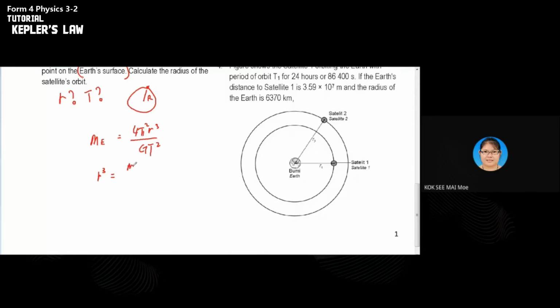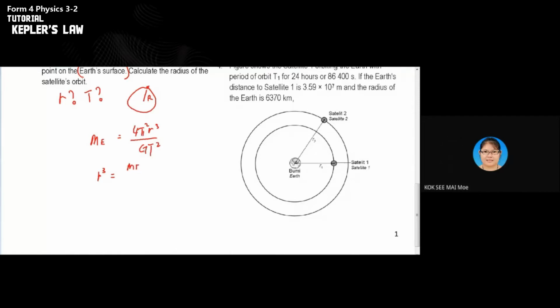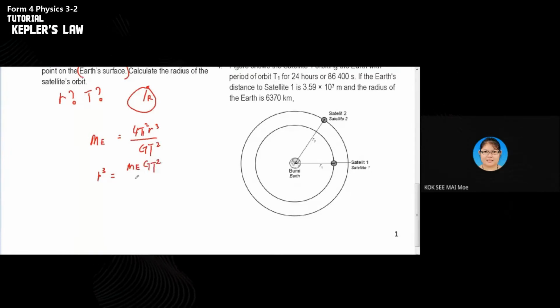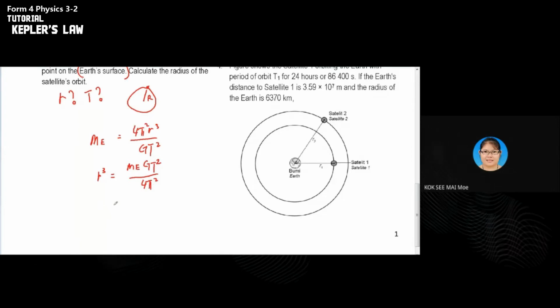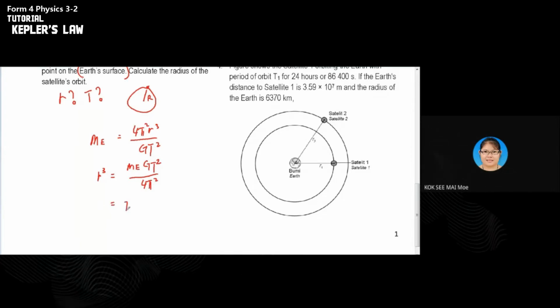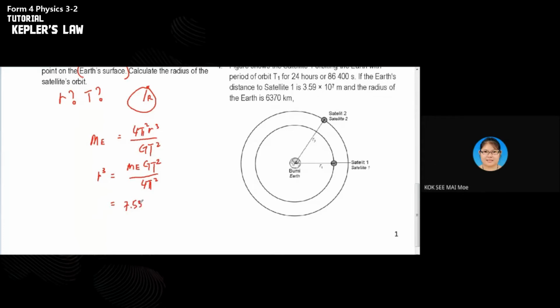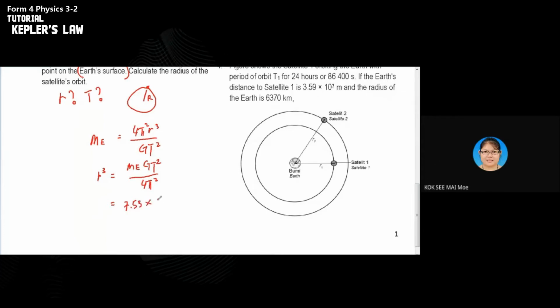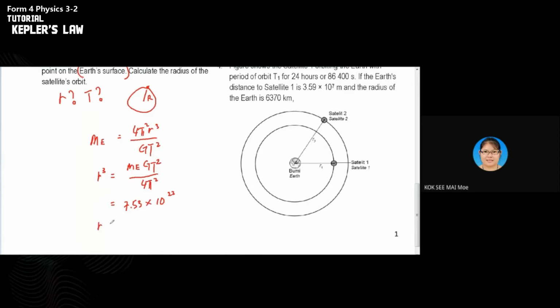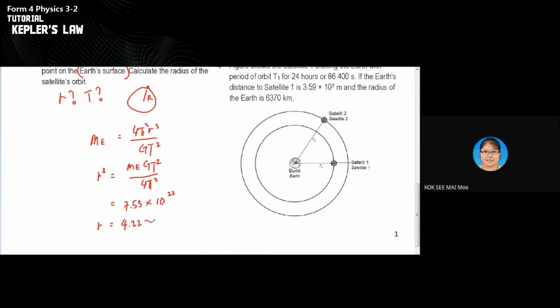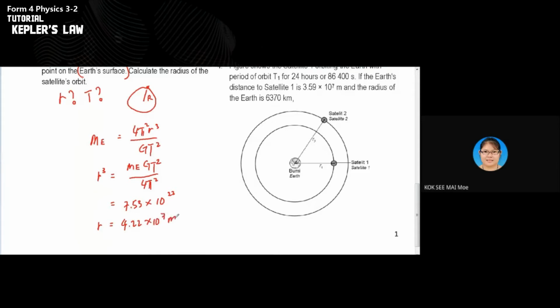So M_E must be multiplied with G and T squared, then over 4 pi squared. You find the answer for R cubed is 7.53 with many decimal points, so I just take 2 only. Now the question wants the radius, not the cube, so you need to take the cube root. It becomes 4.22 times 10 to the power of 7 meters.